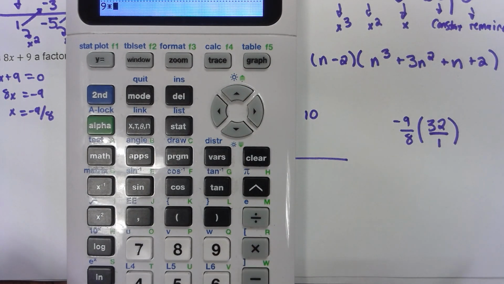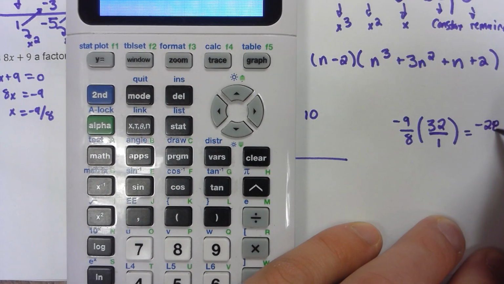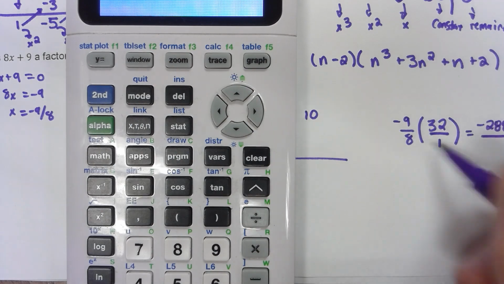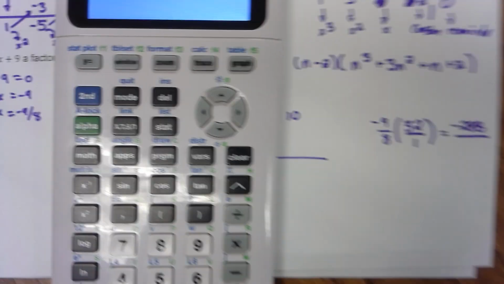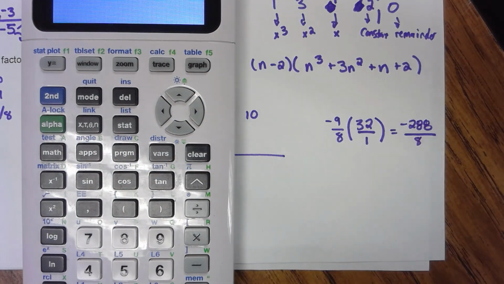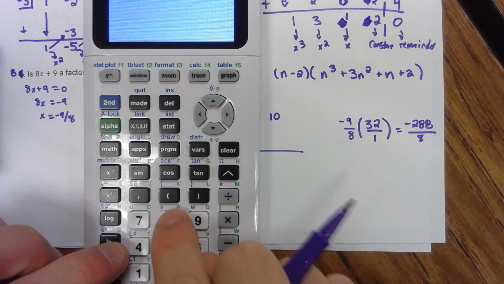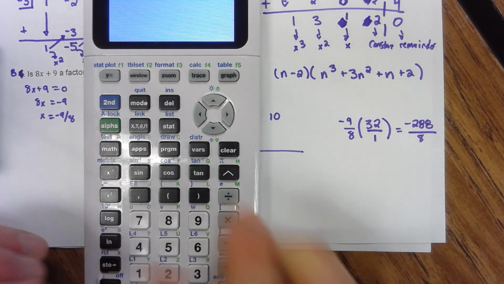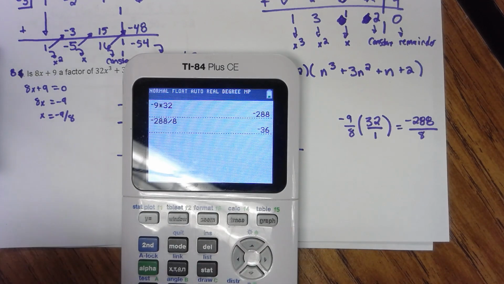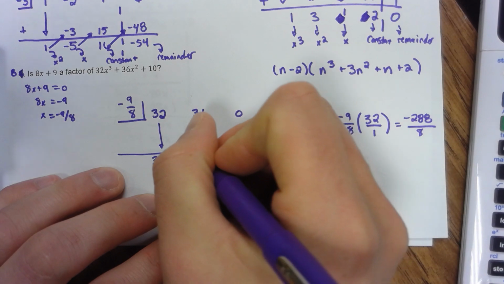Need a calculator for that. And that's negative 288. And I multiply the bottoms together. So 8 times 1. That's 8. And then we just need to divide negative 288 by 8. And hopefully it divides out all right. Oh, thank goodness it did. Okay, we get negative 36 there. So by multiplying 32 times negative 9/8, I get negative 36.